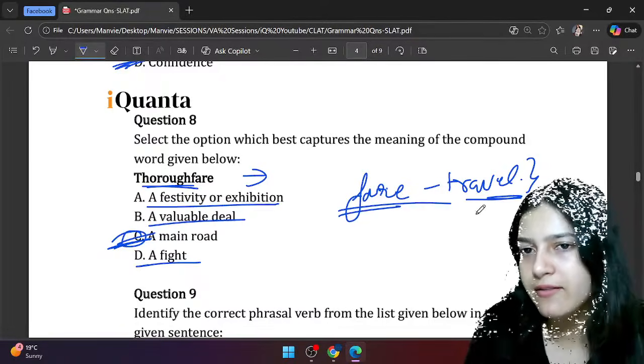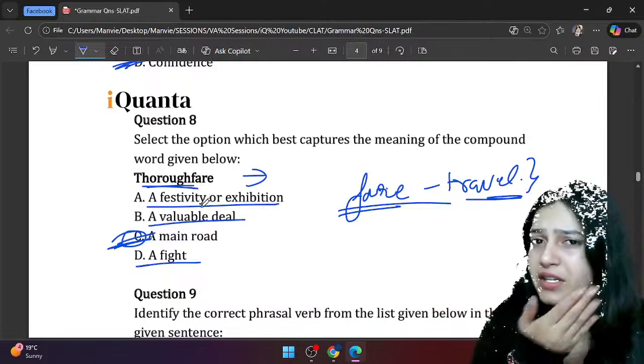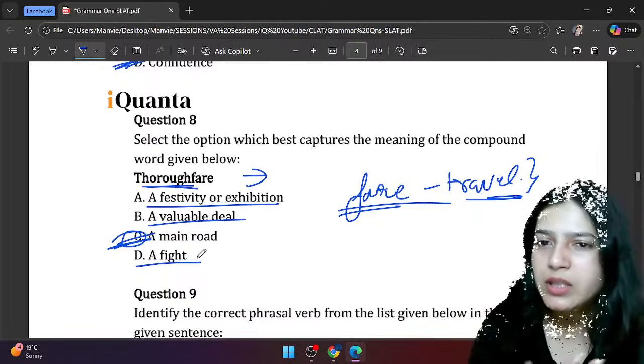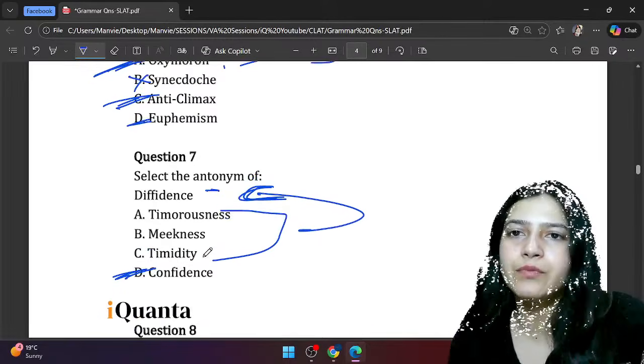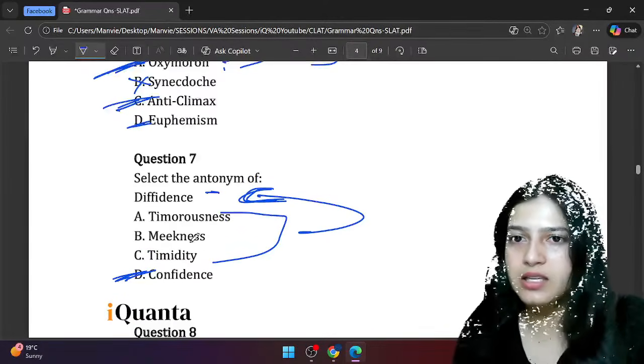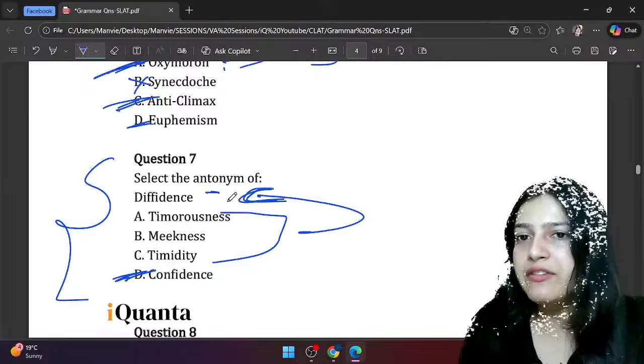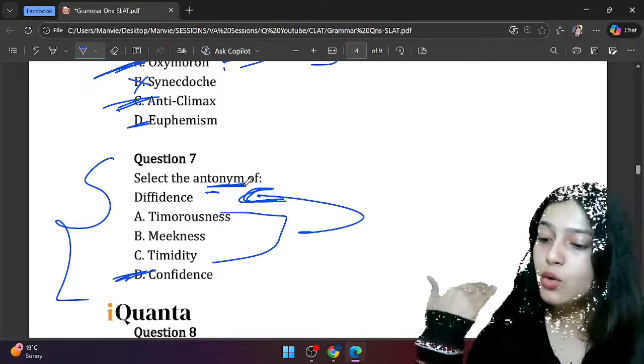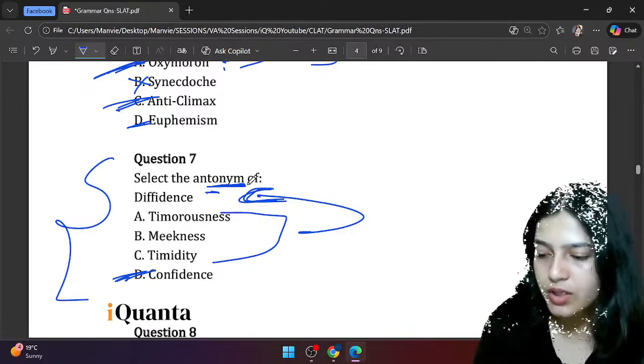Fair means travel, okay. Festivity and exhibition, valuable deal, a fight are the wrong options. This was one question where we asked for an antonym. Antonym is the opposite. Synonyms are similar meaning words, right?